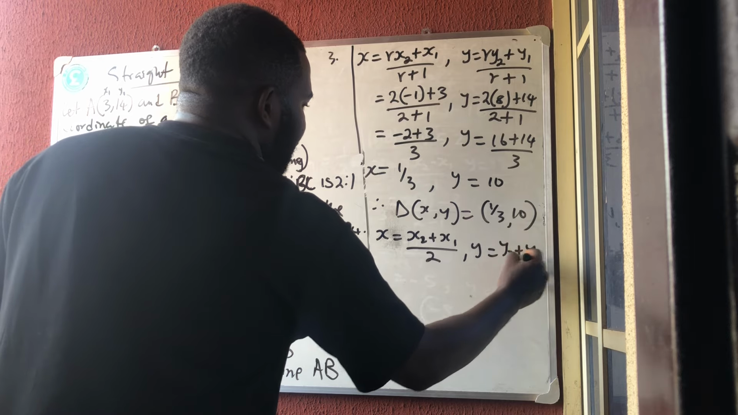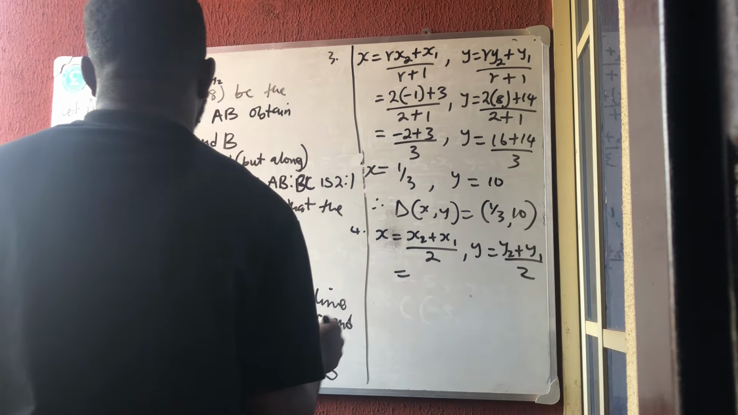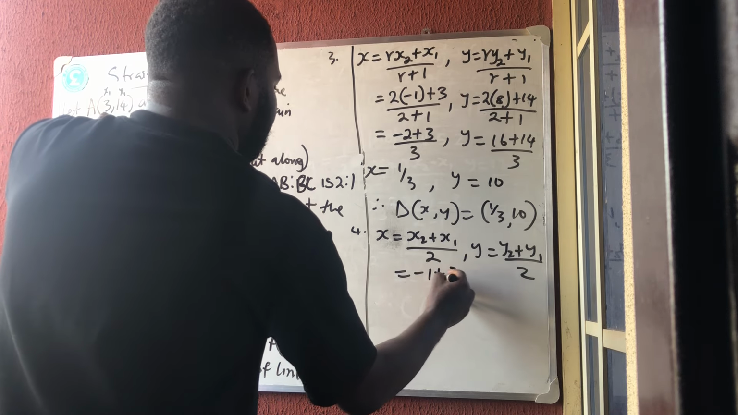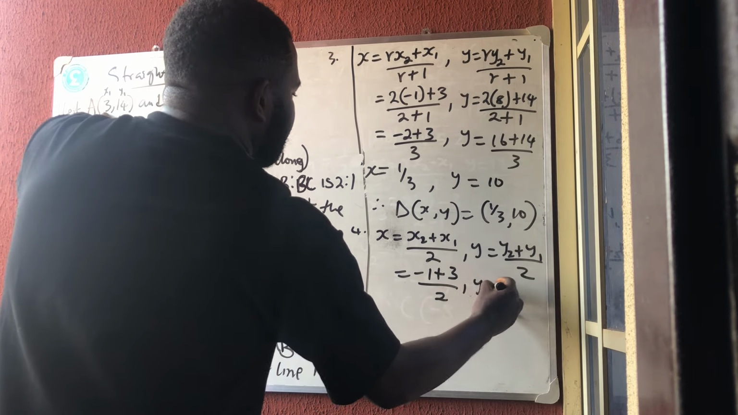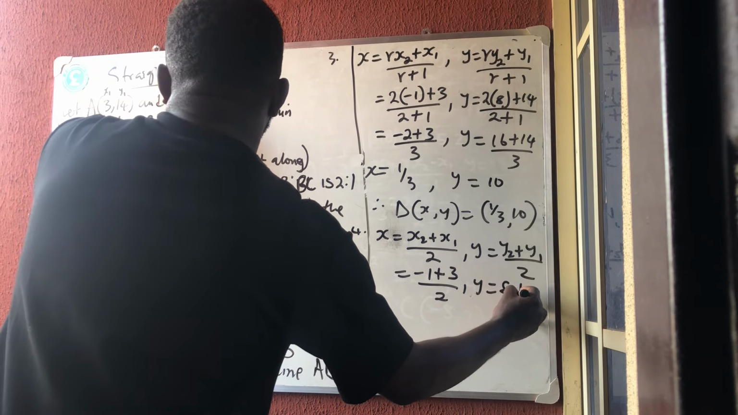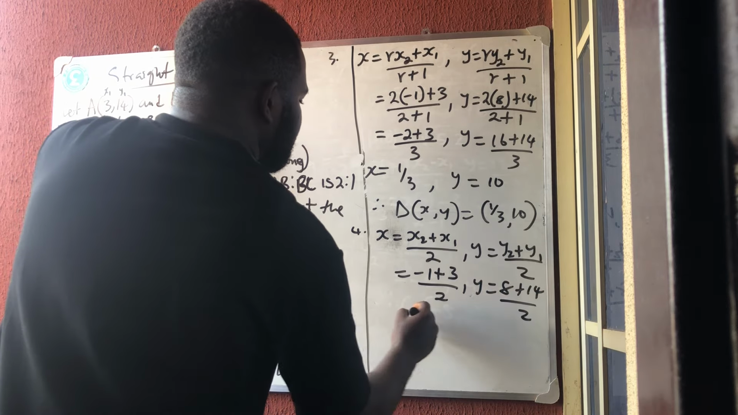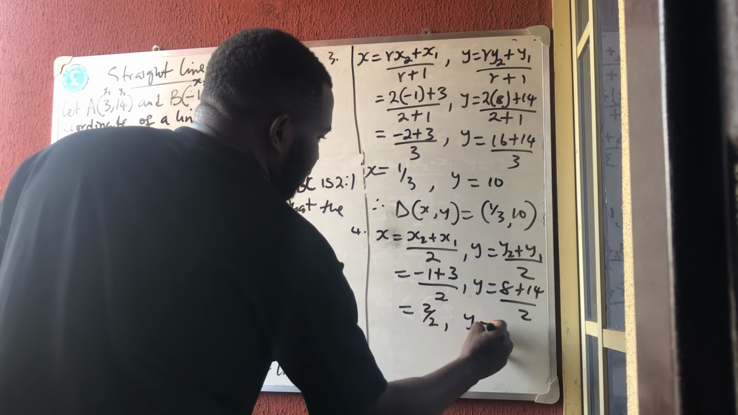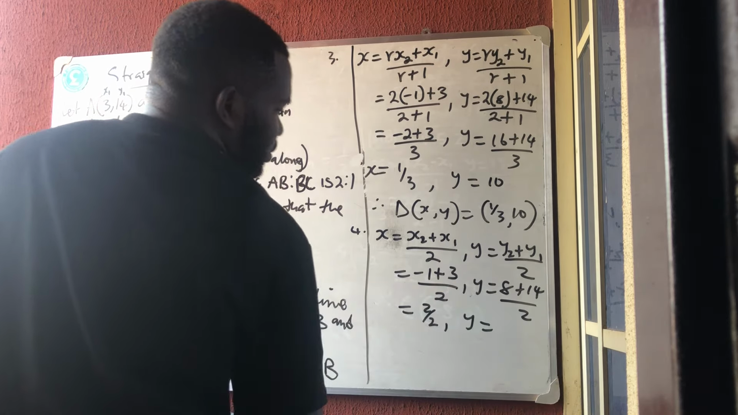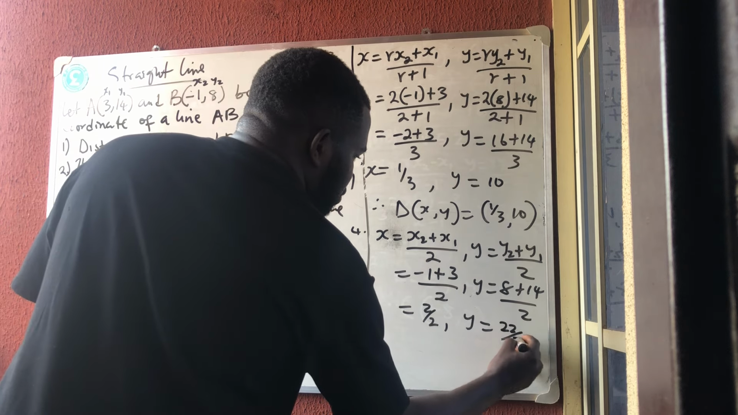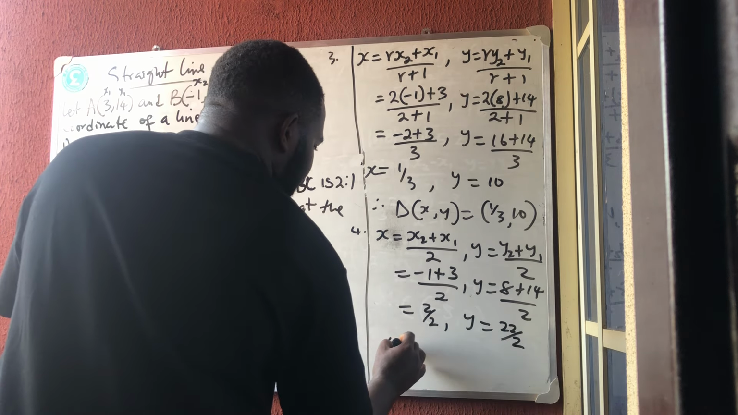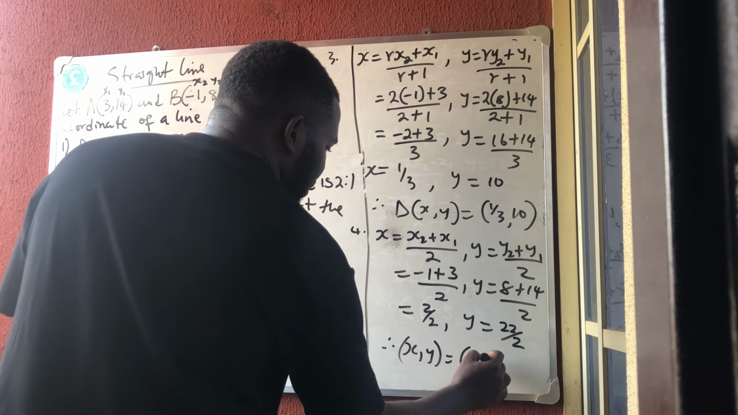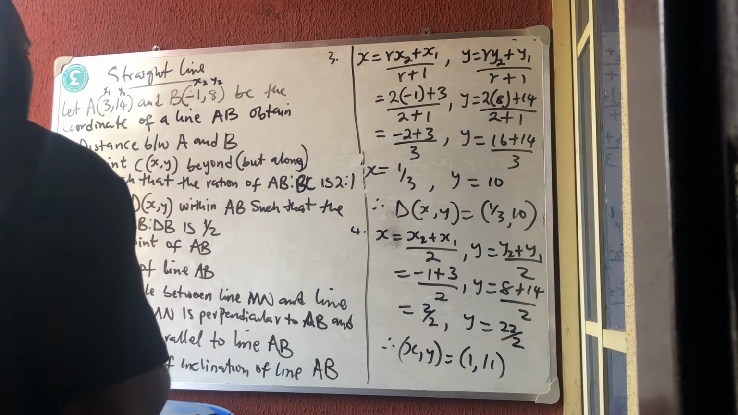y2 plus y1 divided by 2. So what do we have? x2 is minus 1 plus x1 is 3, divided by 2, comma. This one will give me what? 8 plus 14 divided by 2. So what do we have? This and this will give you 2 over 2. And this one will give you 22 over 2. So therefore, my point x comma y, which is the midpoint, is what? 1 comma 11.